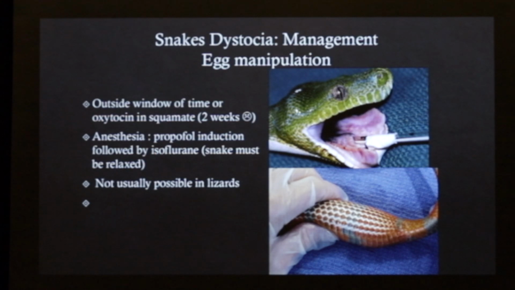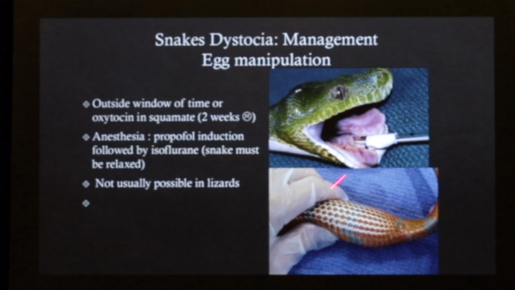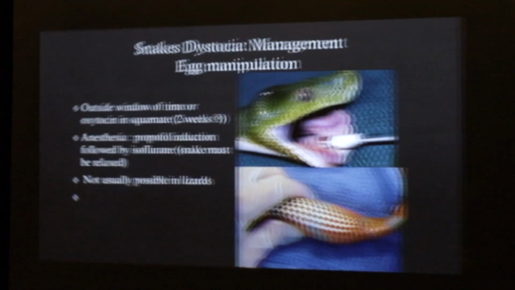We have more options with snakes, so I'll very quickly go through this. For snakes, sometimes, let's say we've missed the window for oxytocin, we've taken some radiographs, and we don't see anything obvious going on. We can sometimes sedate these guys, and we can manipulate eggs and sometimes make progress. We can't usually do that with lizards, so let me just quickly show you these clinical cases.